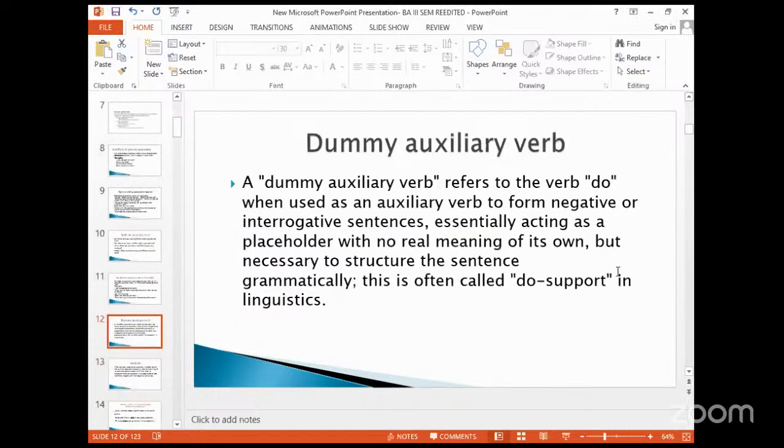Now coming to the dummy auxiliary verb. The dummy auxiliary verb refers to the verb do, when used as an auxiliary verb to form negative or interrogative sentences, essentially acting as a placeholder with no real meaning of its own, but necessary to structure the sentence grammatically. This is often called do support in linguistics.